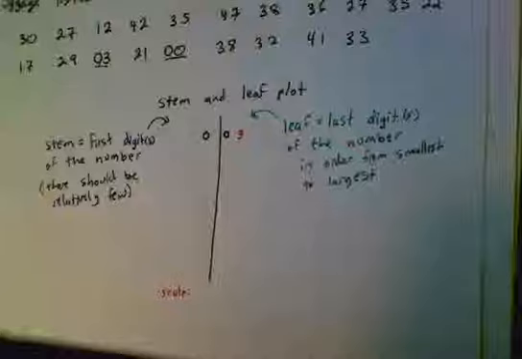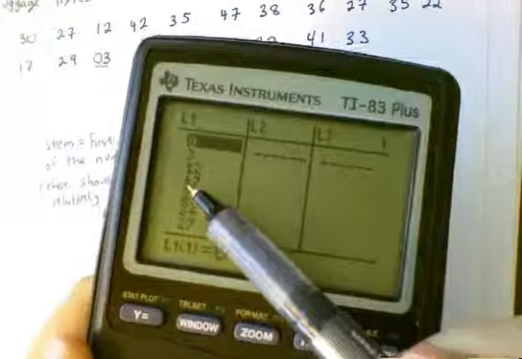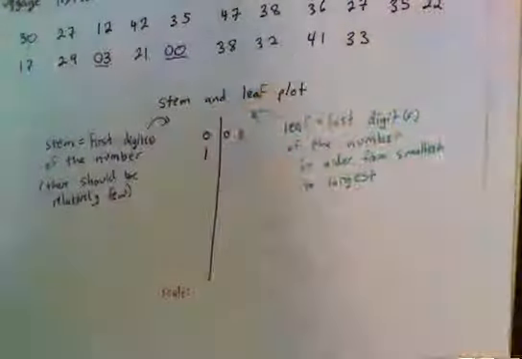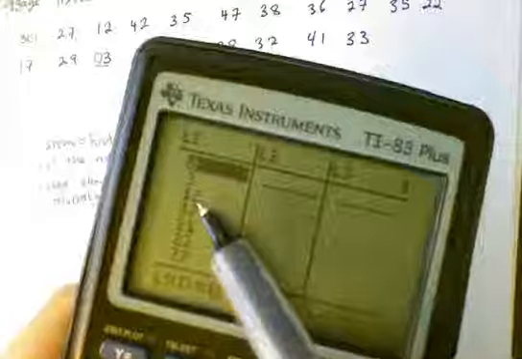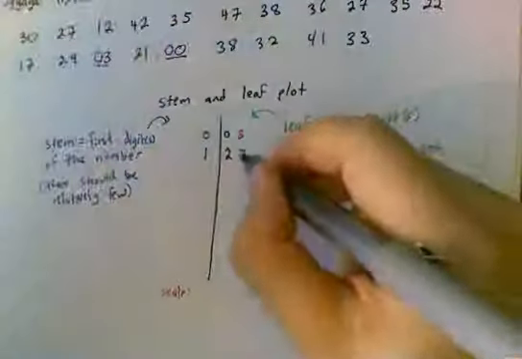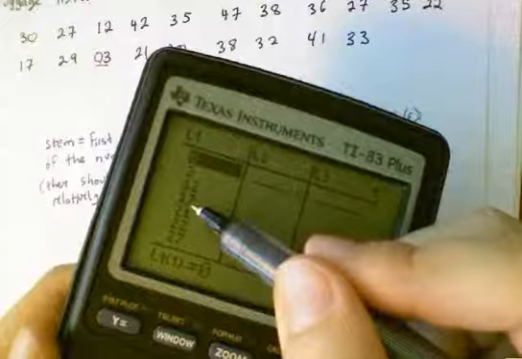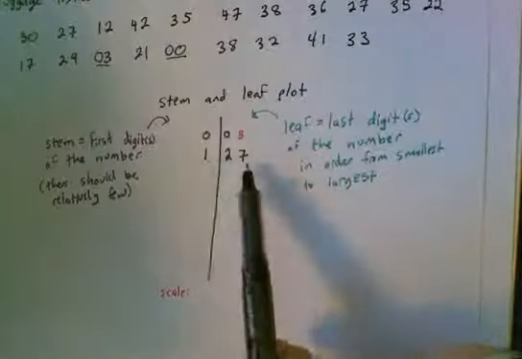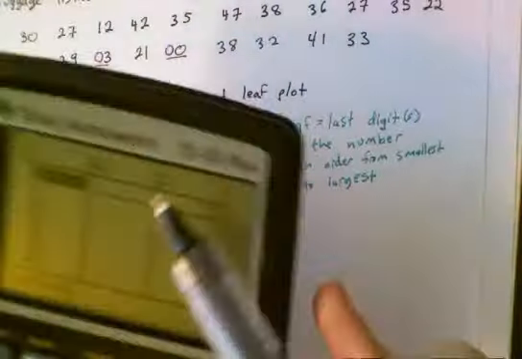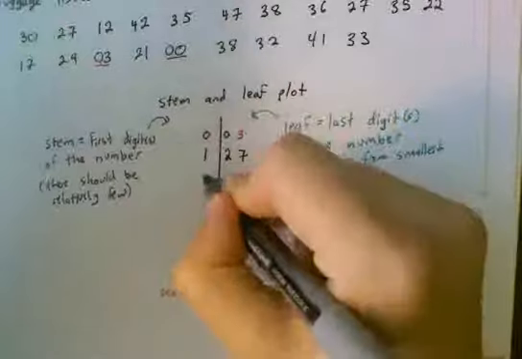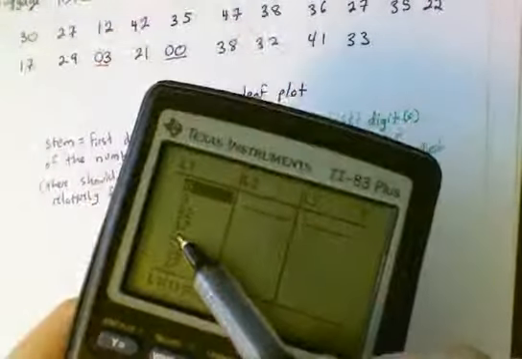for the ones. So both of these numbers have a first digit of 1, so that's the stem. And then the leaf on the 12 is 2, and the leaf on the 17 is 7. So I would read this as 12 and 7 if I were trying to get the numbers back. Now we keep going, so our next stem is 2.